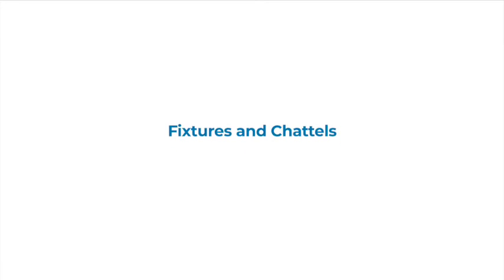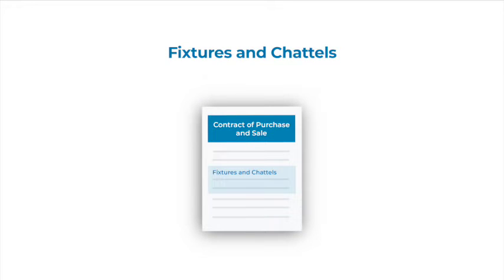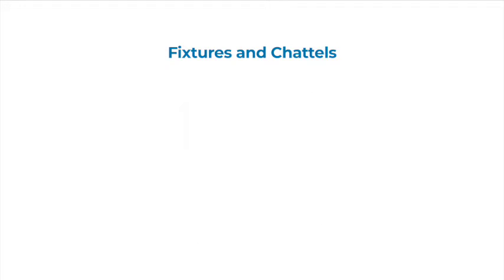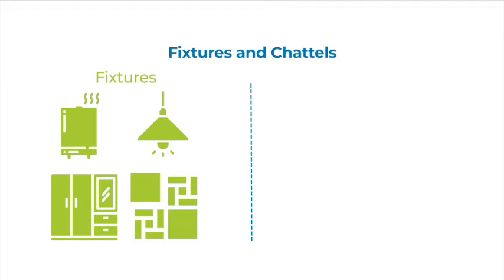Fixtures and chattels. This section lists the items that are to be included and excluded as part of the purchase and sale. There are two classifications of items, fixtures and chattels. Fixtures are generally objects or improvements made to a property that are attached, physically affixed to the property, or cannot be removed easily without causing damage. Hot water tanks, built-in cabinets, lights, and flooring are examples of fixtures.